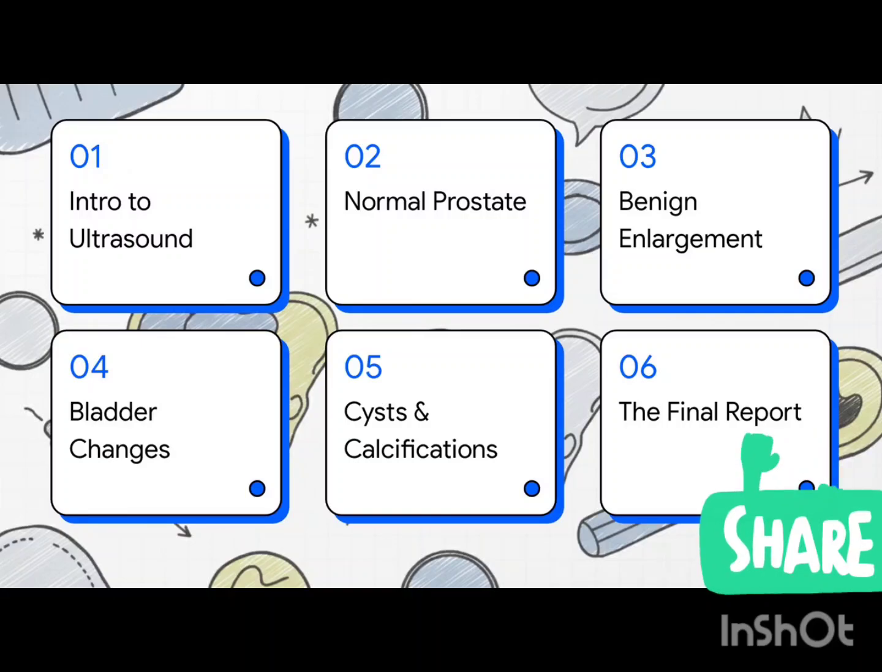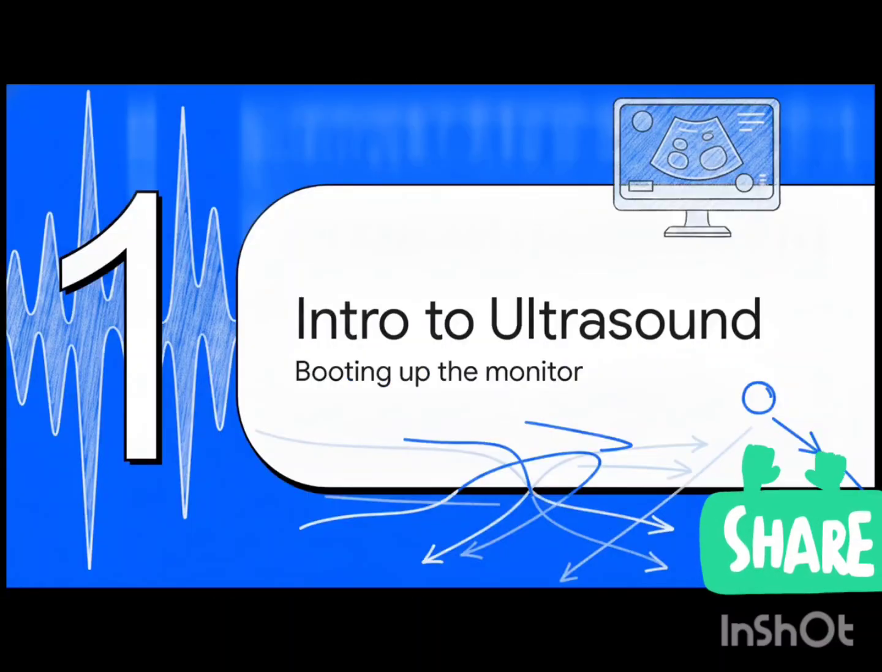Okay, let's dive into our diagnostic checklist for today. We're going to start with a quick intro to how prostate ultrasounds work, and then establish a healthy baseline by visualizing a normal prostate. From there, we'll look at benign prostatic enlargement, check out bladder changes and residual urine, spot things like cysts and calcifications, and then finally pull it all together to synthesize the final report. So Part 1, Intro to Prostate Ultrasound.